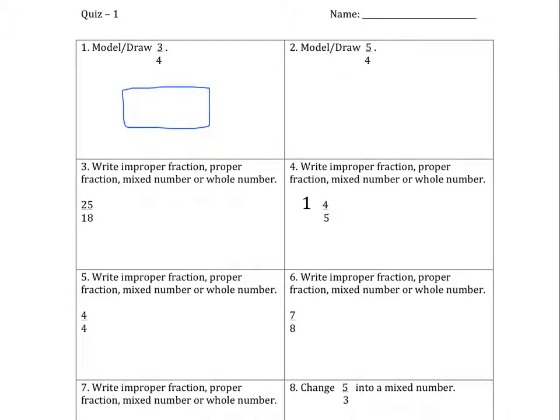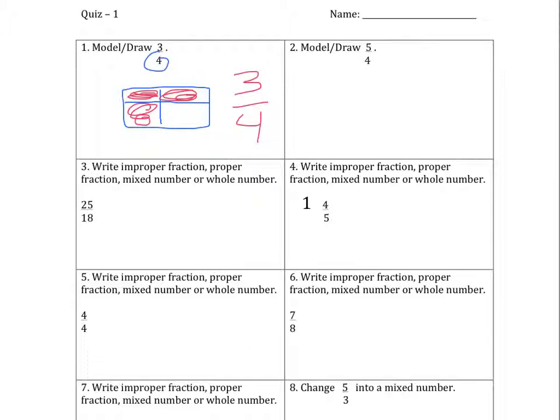Okay, we'll draw a square. We'll break it into 4 pieces because our bottom number is 4. Okay, and we're going to color in 4 shapes, or 4 areas. So I'm going to color in 1, 2, and 3, equaling 3/4.